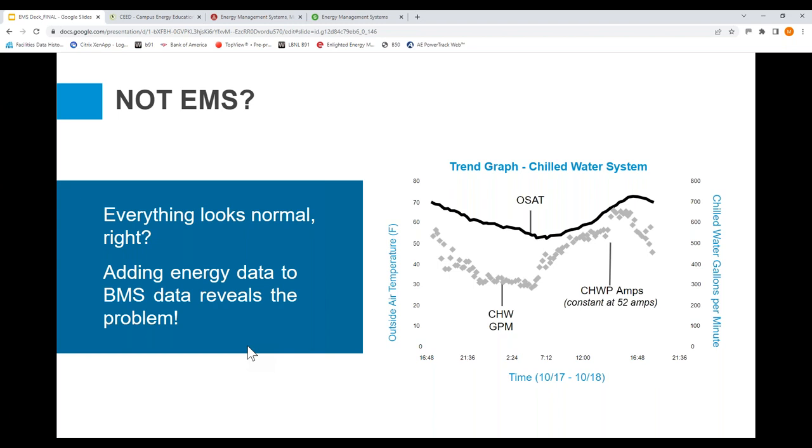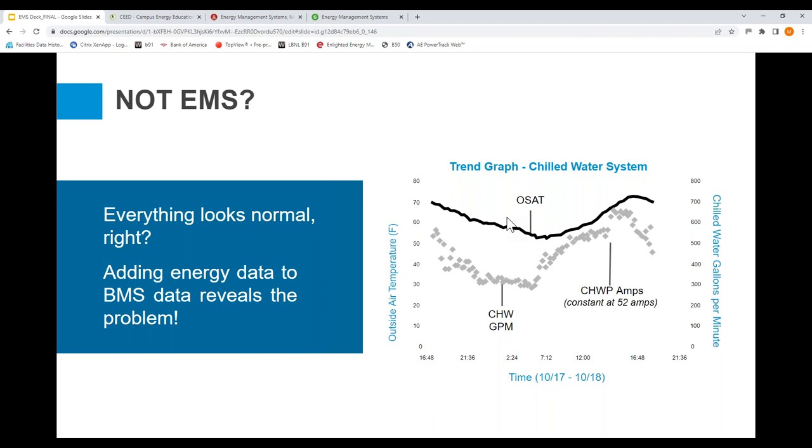And so again, with the chilled water, this gray line here, that is the gallons per minute of chilled water that we're pumping to all the different devices to provide cooling. And then the top line is our outside air temperature. So as we decrease in outside air temperature, we're going to need less cooling, and therefore the gallons per minute also declines. And so essentially these two lines or trends are following each other for the most part. And that's correct. That's the way it should be.